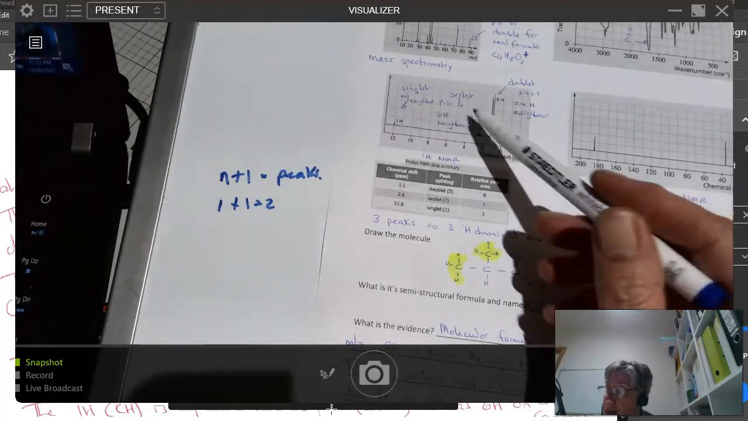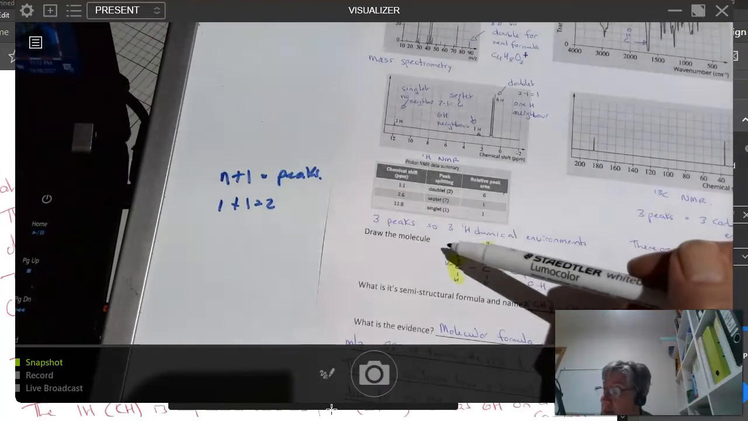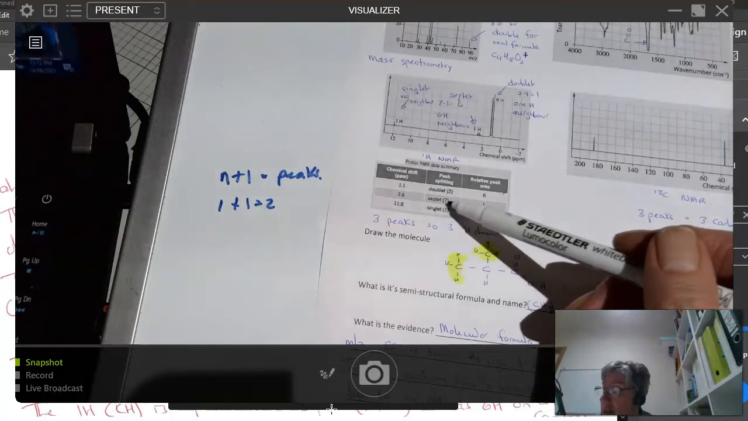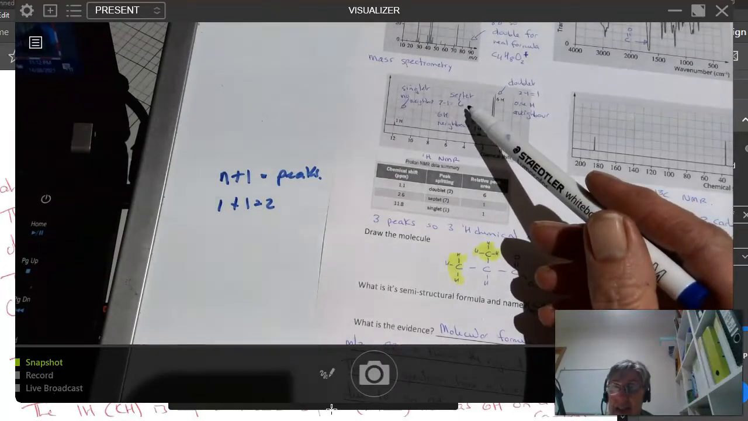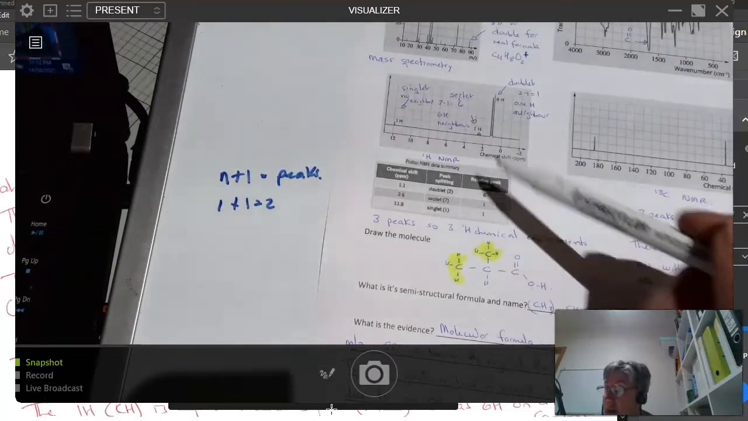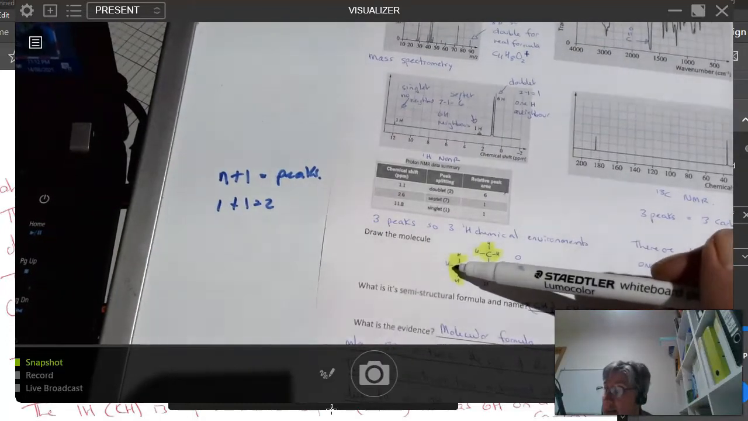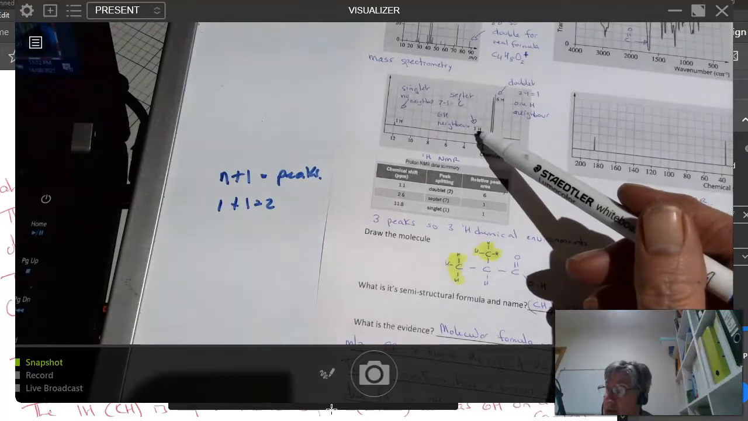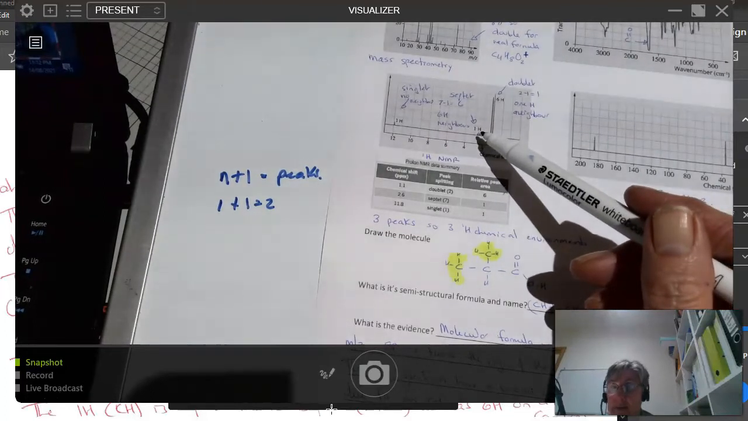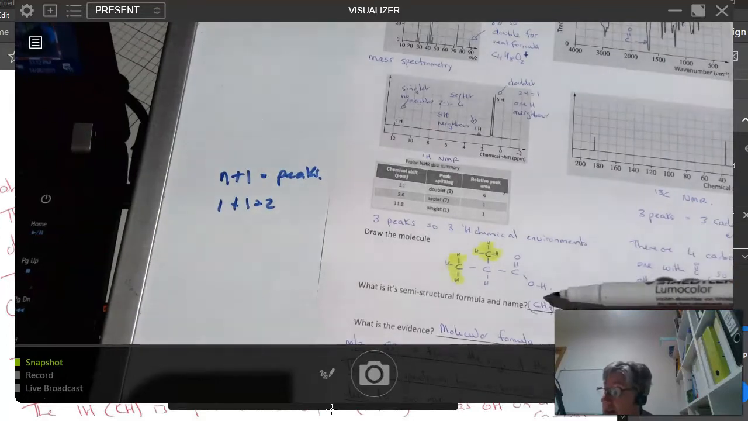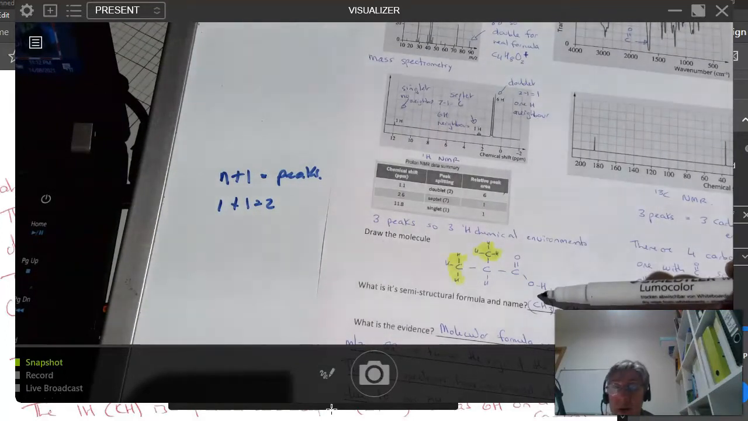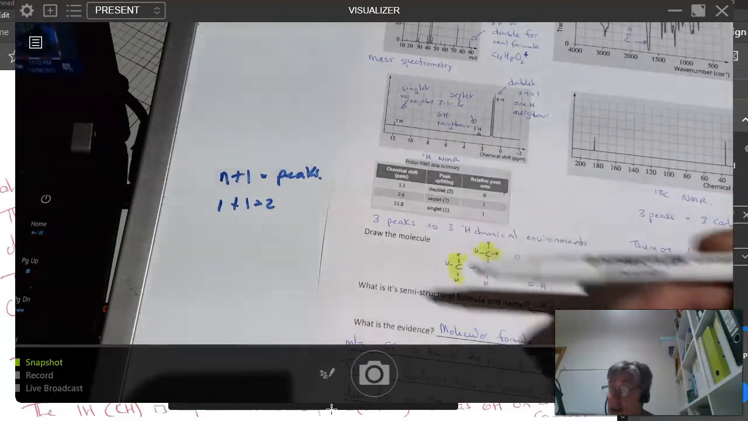This one's a septet, so there's 7 of them here. If we look here, septet, there's 7 little peaks. 7 minus 1, we've got 6 hydrogens on the neighbouring carbons. So this 1 hydrogen has got 6 neighbours. And the singlet here has no hydrogen neighbours, so it's not split, so it's a singlet.